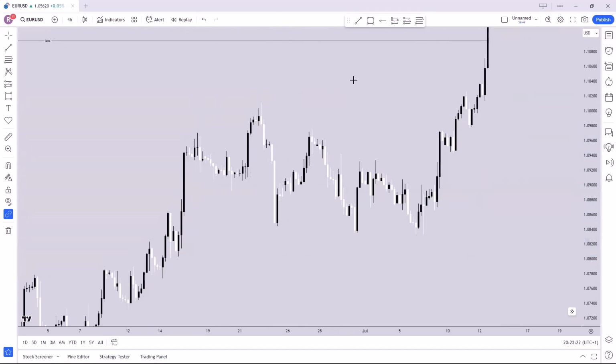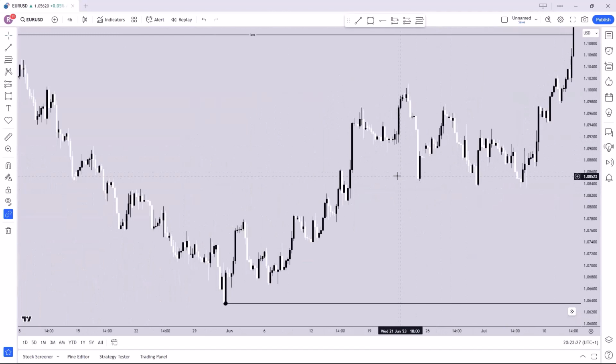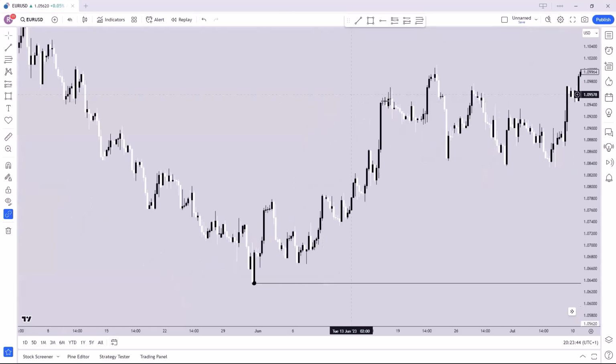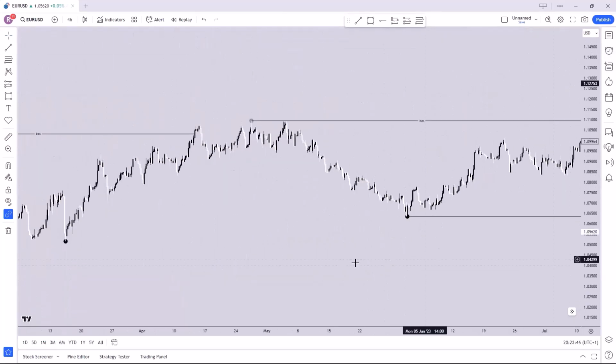We can go into a bearish one if we find one, but just before we move on, did that make sense? Yeah, yeah, okay, cool. So let's see if we can find a bearish example.